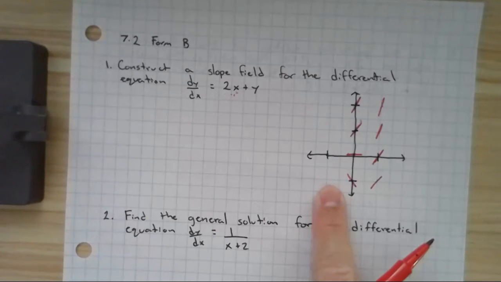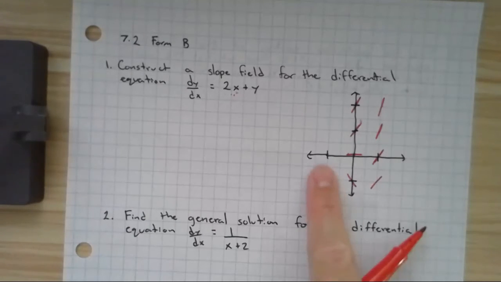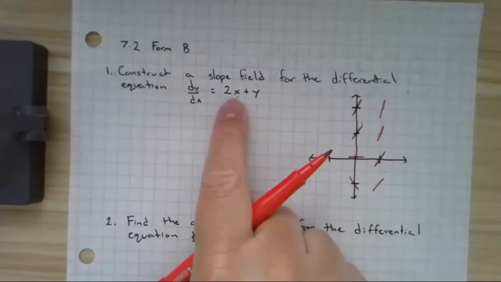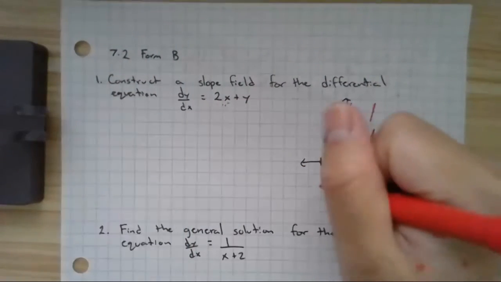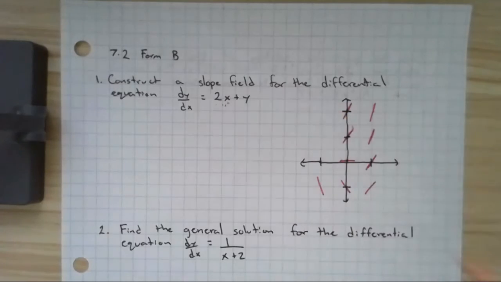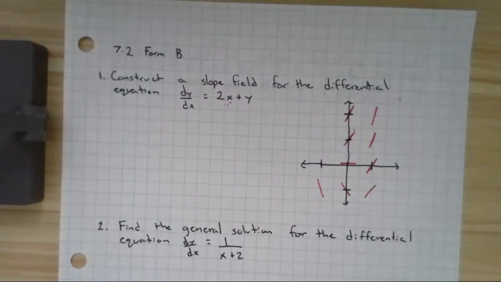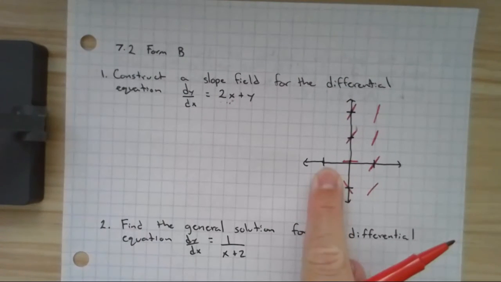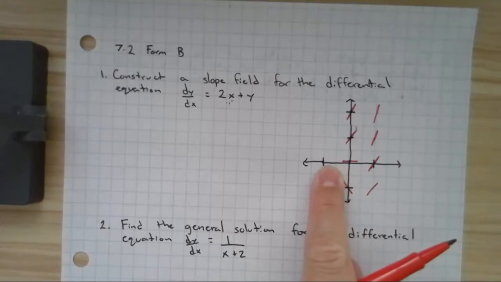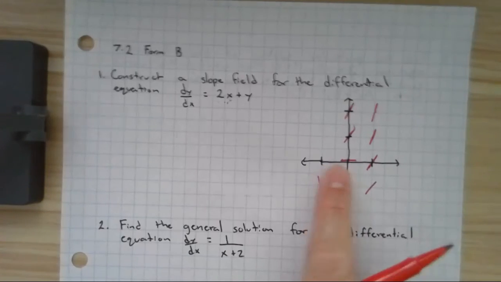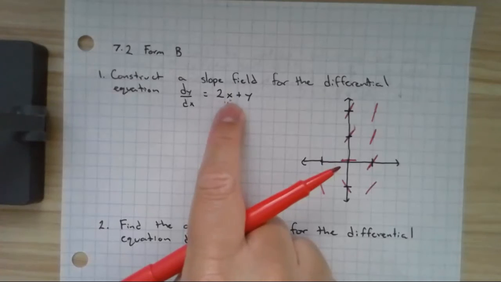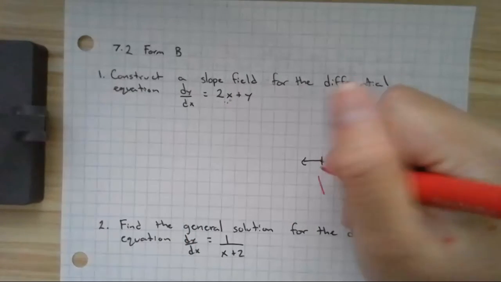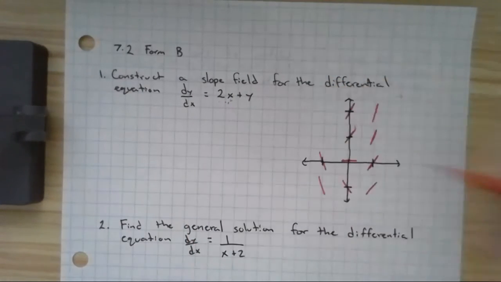Here, that's negative 1 for the x and the y. So negative 2 minus 1, you get negative 3. So negative slope, like that. Right there, y value of 0, but x value of negative 1. So 2 times negative 1, that's negative 2 plus 0, so negative 2. So steeper.